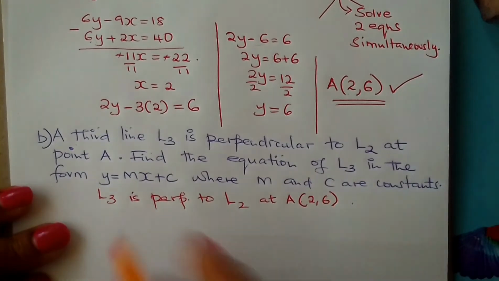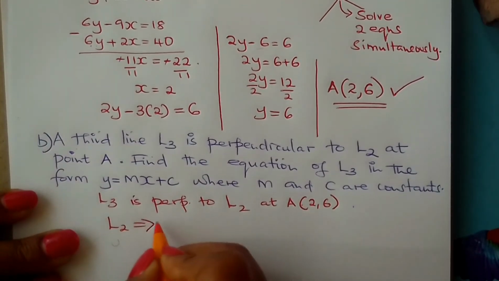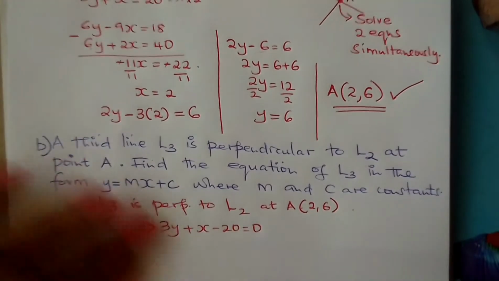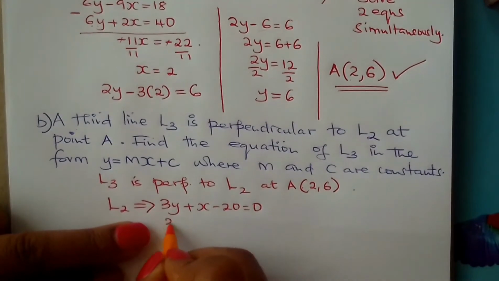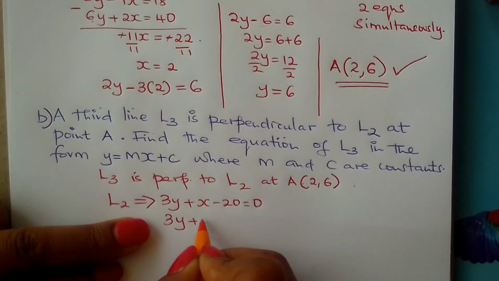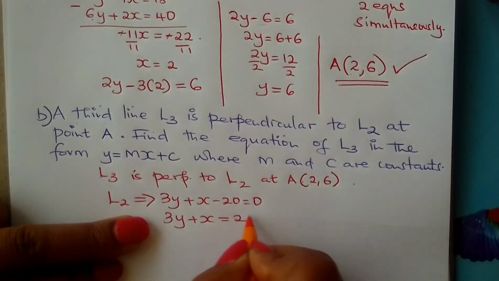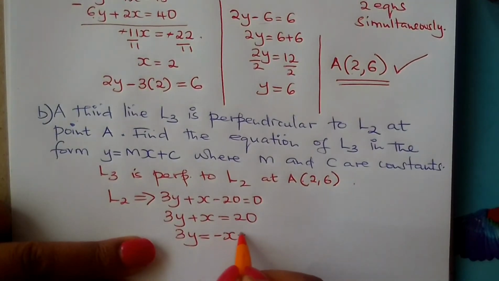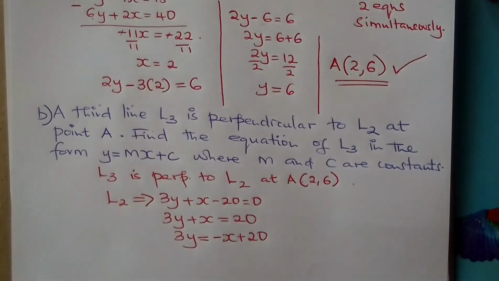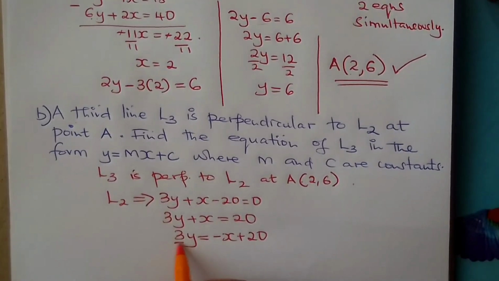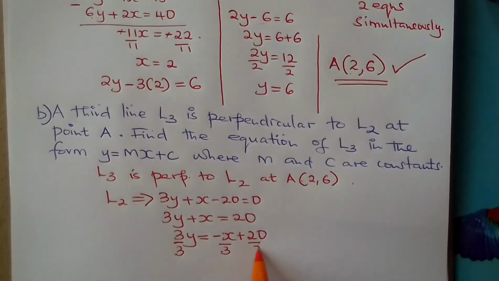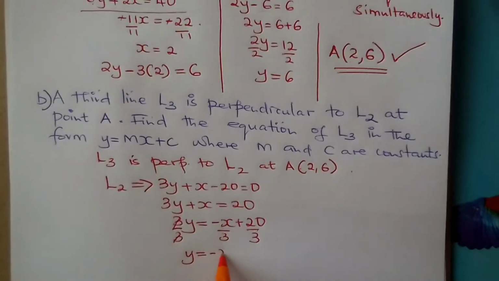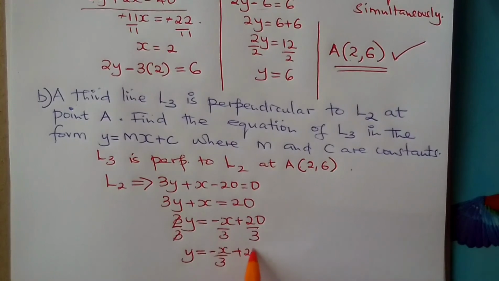And therefore, learner, you take your L2, equation L2, which was 3y plus x minus 20 is equals to 0. You find its gradient. So 3y plus x, you take this to the other side, you get 20. In other words, you would have also taken x to the other side, you get minus x plus 20. You make y the subject of the formula. So divide by 3, divide by 3. So this and this cancels, so you are left with y is equals to negative x over 3 plus 20 over 3.